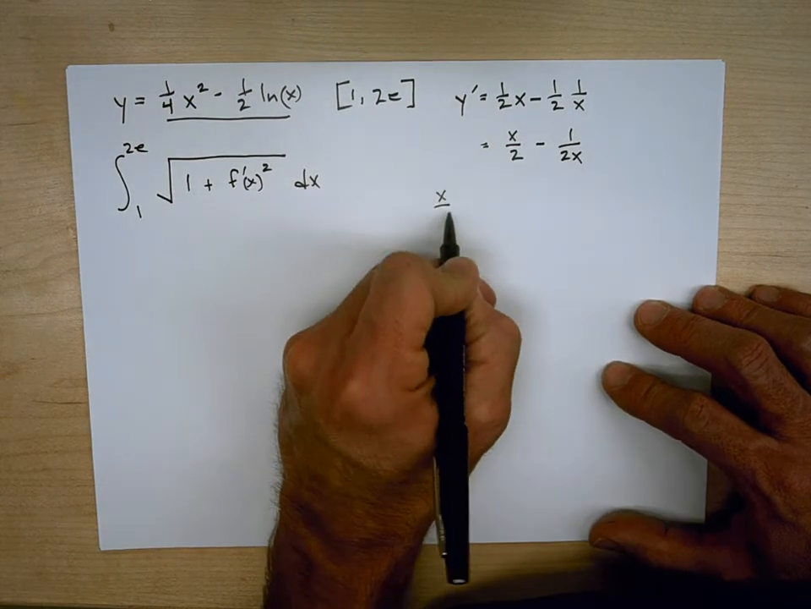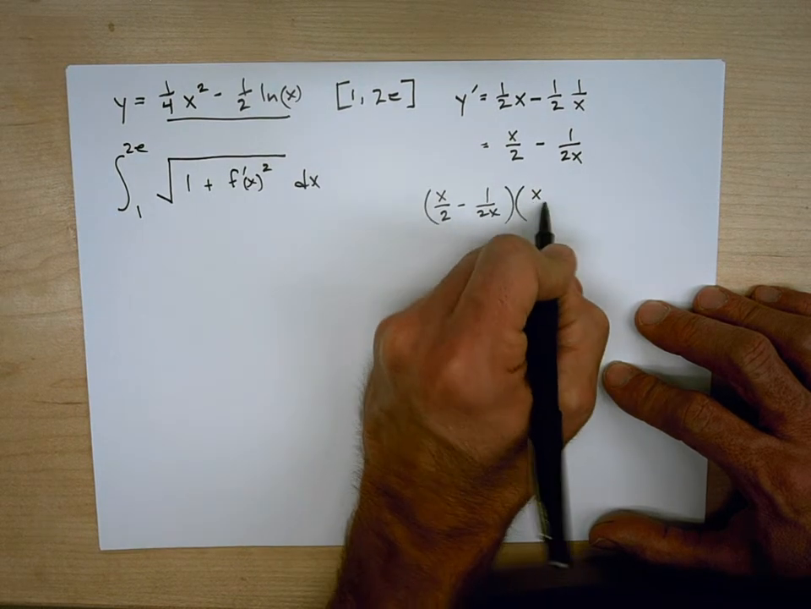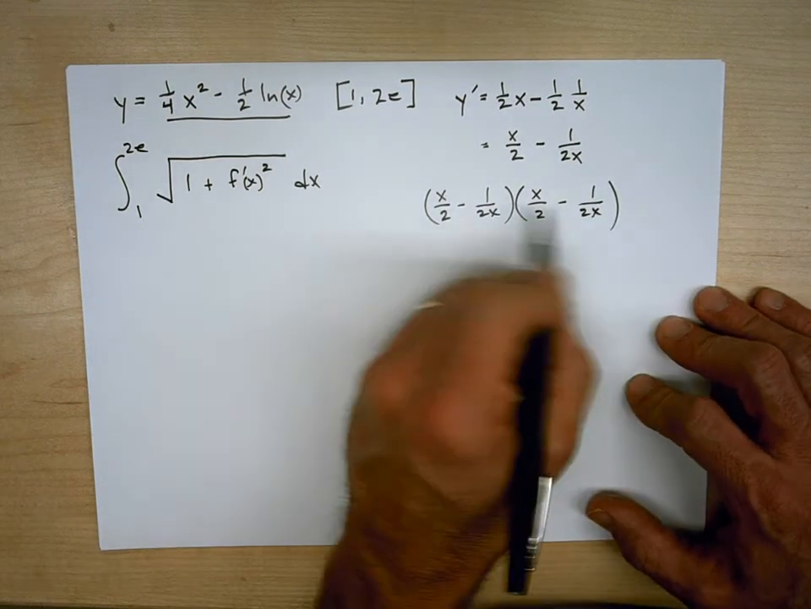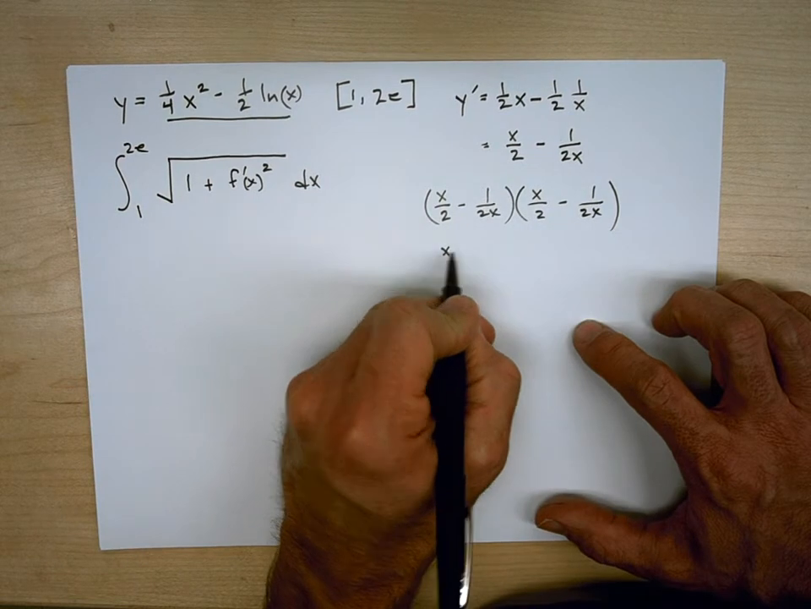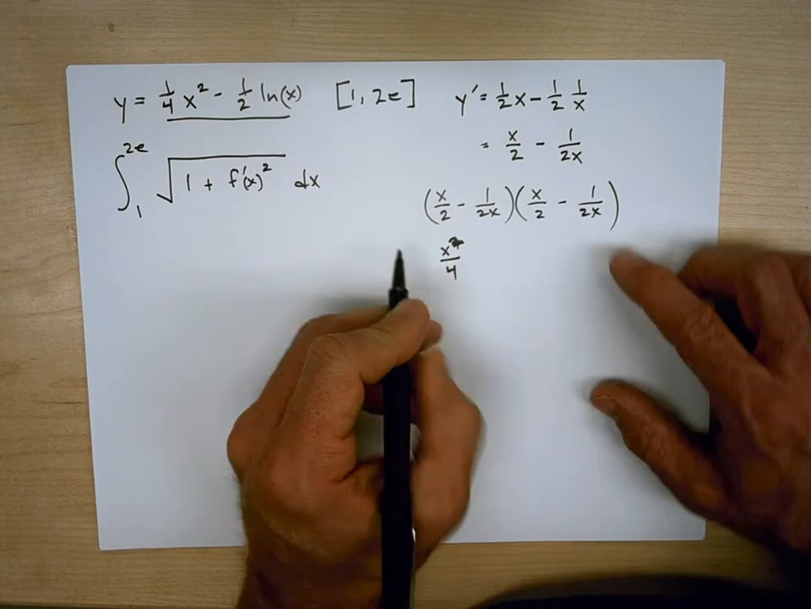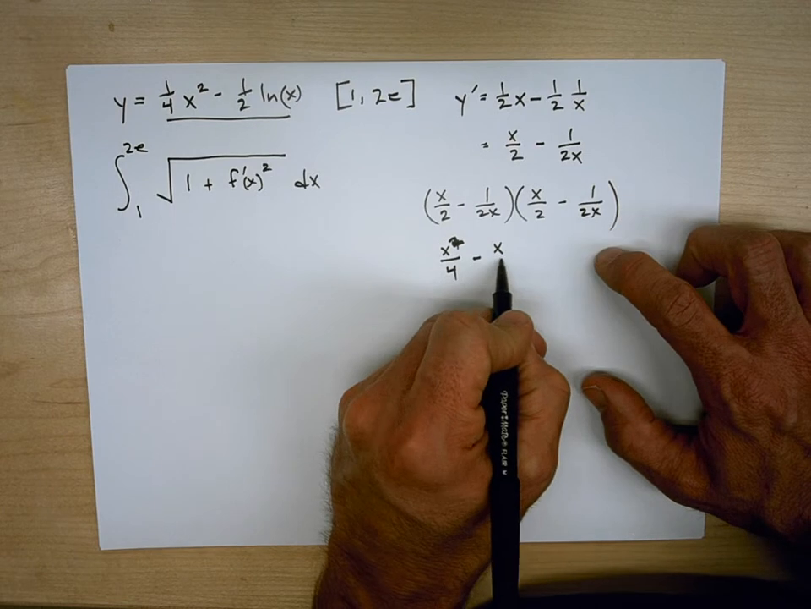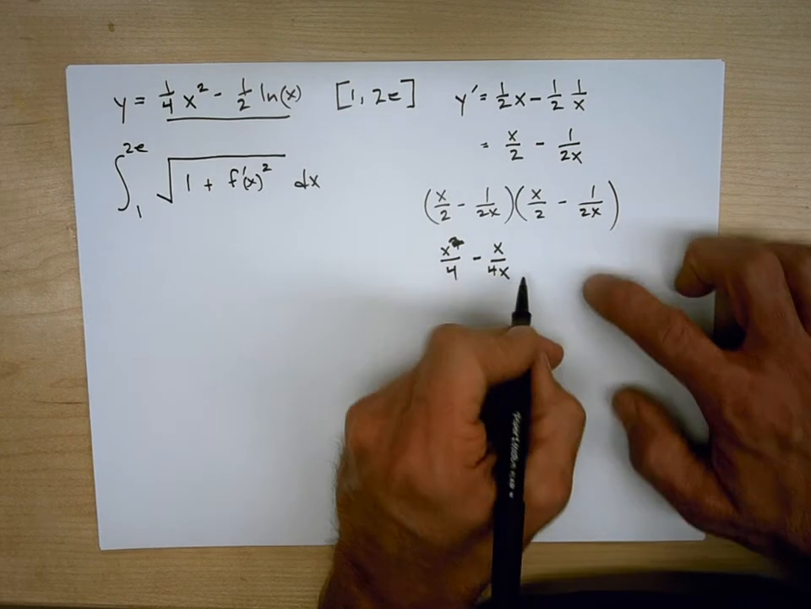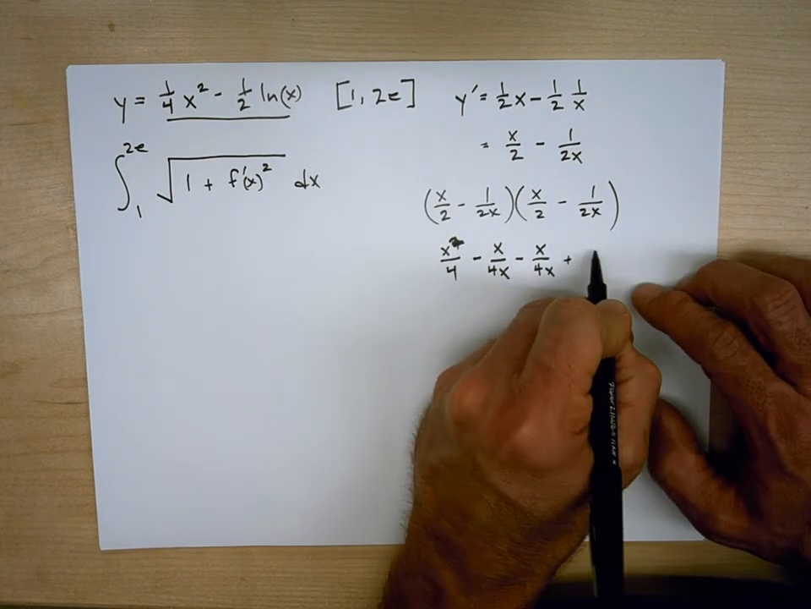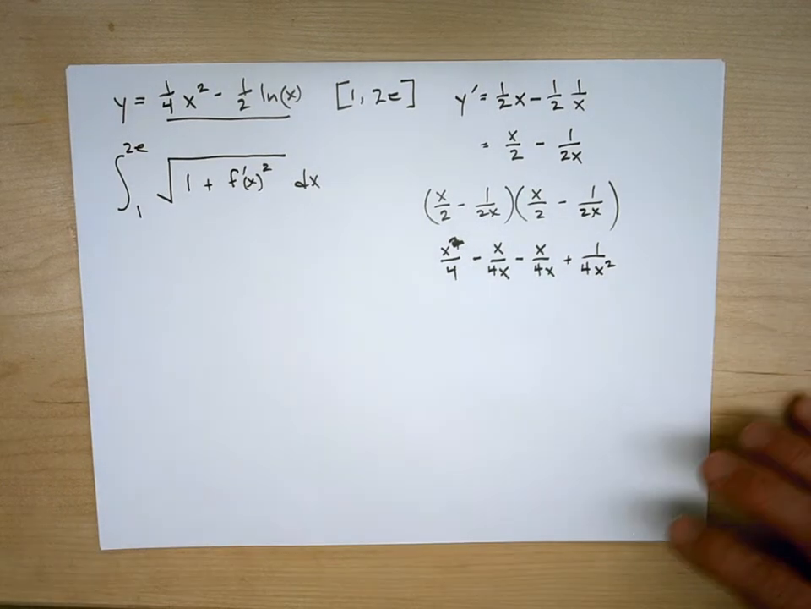So I'm going to have x over 2 minus 1 over 2x times x over 2 minus 1 over 2x. So let's just FOIL this out. The first terms are going to give me x squared over 4. And the outer term is going to be minus x over 4x. And then the inner term is going to give me the same thing, minus x over 4x. And I'm going to have a plus 1 over 4x squared.